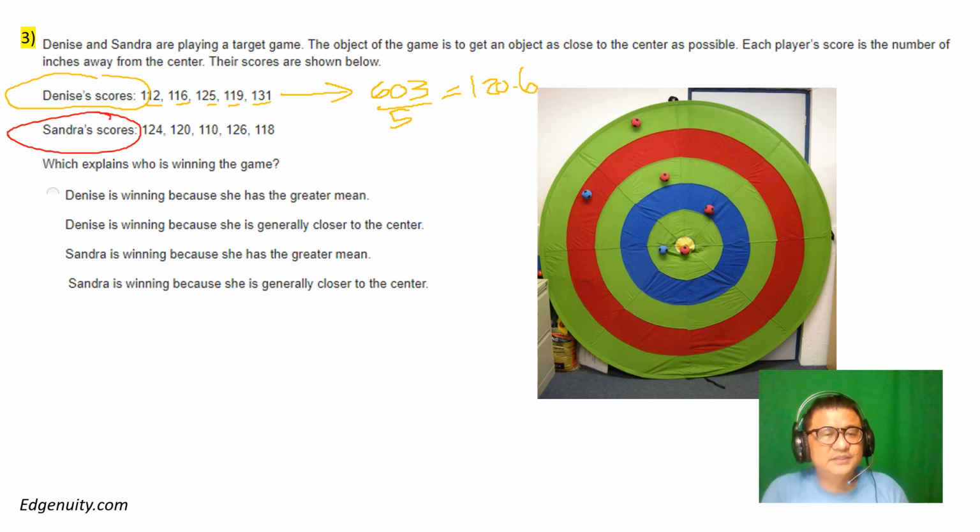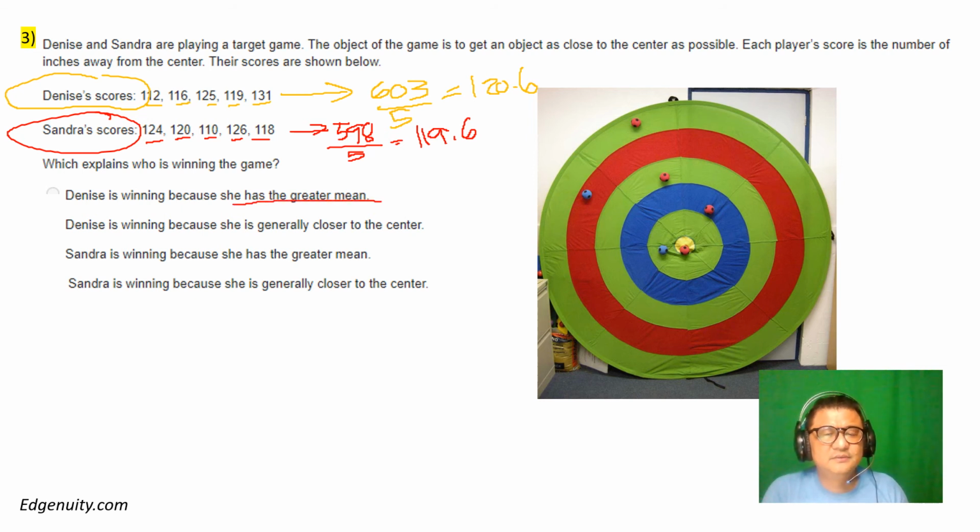All right, let's look at Sandra's scores. Let's add them up. My total will be 598. Then I divide it by 5. I will get 119.6. All right. Denise is winning because she has a greater mean.